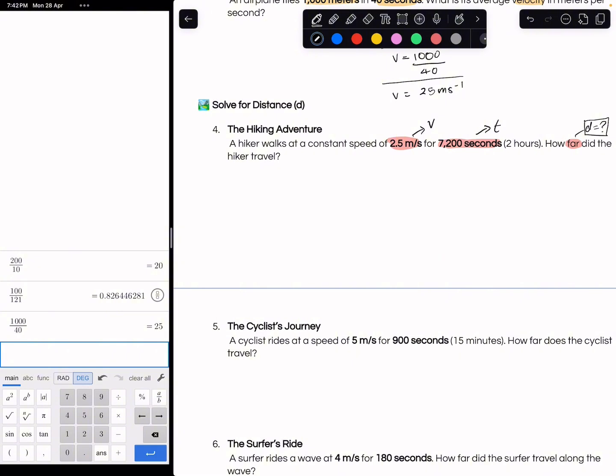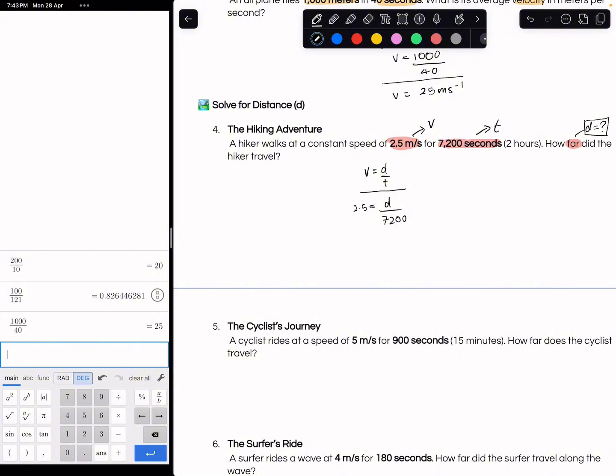So let's start with our first step, which is to write the equation V equals D over T. We're not actually solving for velocity this time, we're solving for distance, okay? So here's what we have to do. Substitute everything that we have in. So we've got velocity, which is 2.5. Distance is what we're trying to figure out. And we have time, which is 7,200 seconds. Let's see if you can do the next part. Pause and try it yourself, otherwise follow along with me.